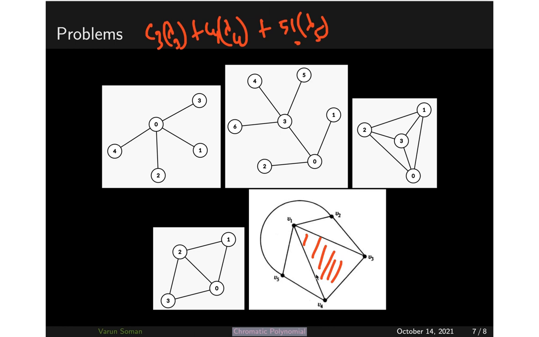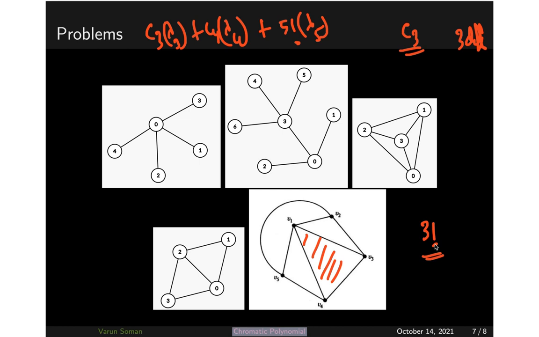Now I need to find C3. Okay, how will you find C3? For C3, basically I am going to color this graph using 3 different colors. Okay, so first of all I'll color this triangle. This triangle could be colored in 3 factorial different ways.